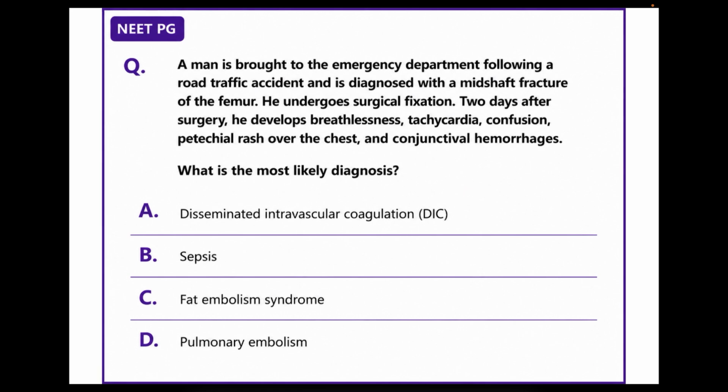A man is brought to the emergency department following a road traffic accident, and he is diagnosed with a mid shaft fracture of the femur. He undergoes surgical fixation. 2 days after surgery, he develops breathlessness, tachycardia, confusion, and petechial rash over the chest and conjunctival hemorrhages. So, the most likely diagnosis is C. He had a mid shaft fracture of the femur, and you have breathlessness, tachycardia, respiratory distress, confusion, and petechial rash. You have three major criteria here, so it's obviously fat embolism syndrome.